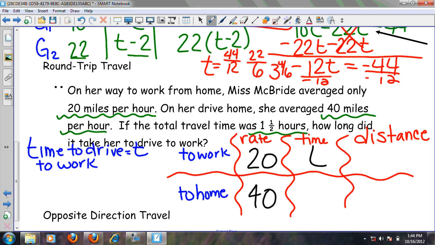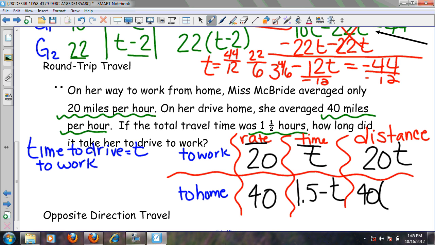Yes, Kenzie, T. Now, if the whole trip took her an hour and a half, how can we figure out how long it took her to get back home? It took her T hours to get to work and 1.5 total. Could we take the total 1.5 and subtract the time that it took her to go to work? Absolutely. Here we go. Let's find the distance. Remember, it's the rate times the time. So 20t and 40 times 1.5 minus t.